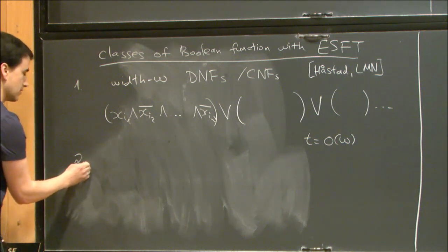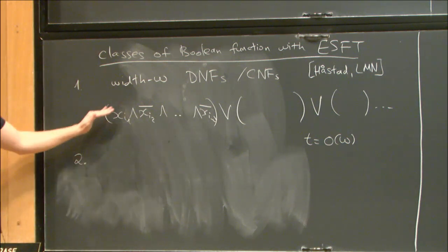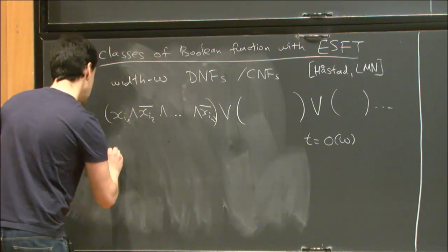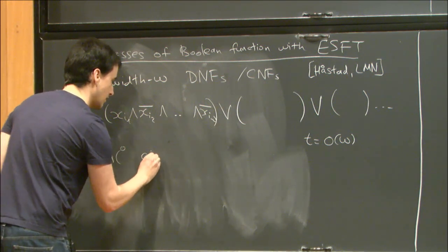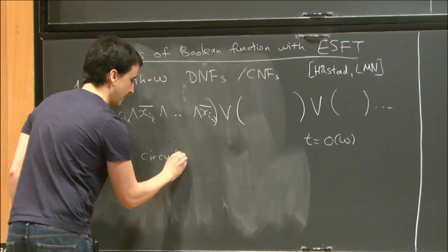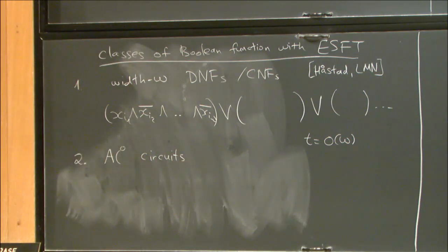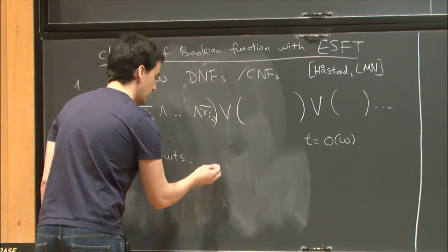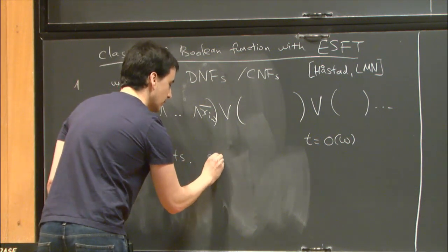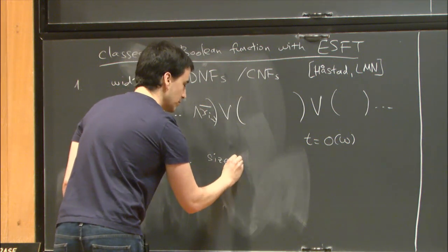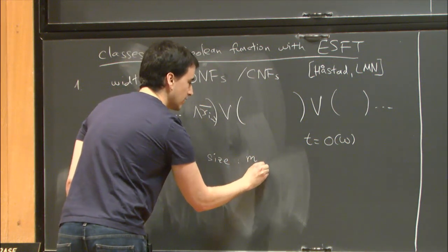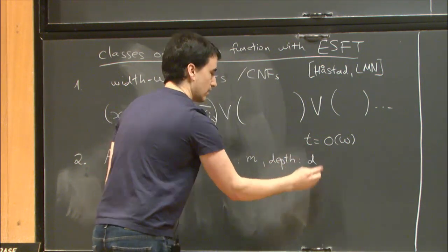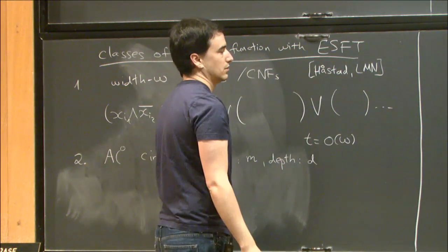So the second case is a generalization of this. It is what are called AC0 circuits. Here we have two parameters. We have the size, which is the number of gates. This will be denoted by M, and the depth will be denoted by D.